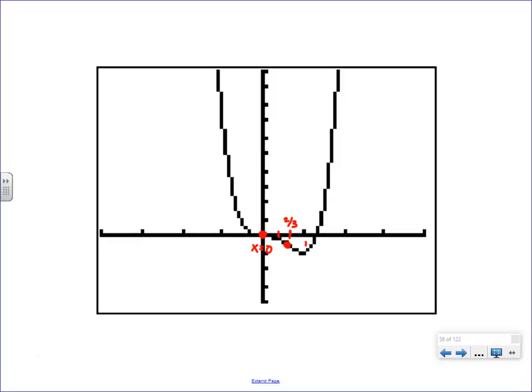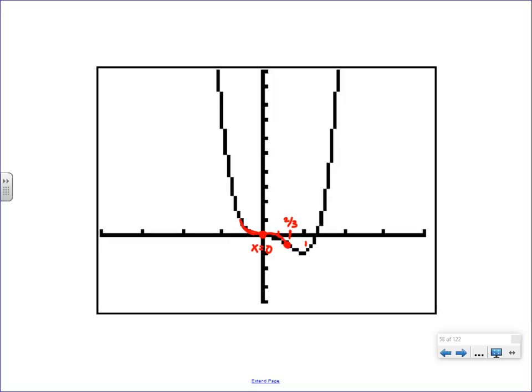Concave up. What's the concavity after 0 to 2/3? Down. What's the concavity from 2/3 to infinity? Up. So we have our concave up, concave down, concave up. What's so special about 0? It's a point in between which concavity changes. Is there a special name for a point in between which concavity changes?